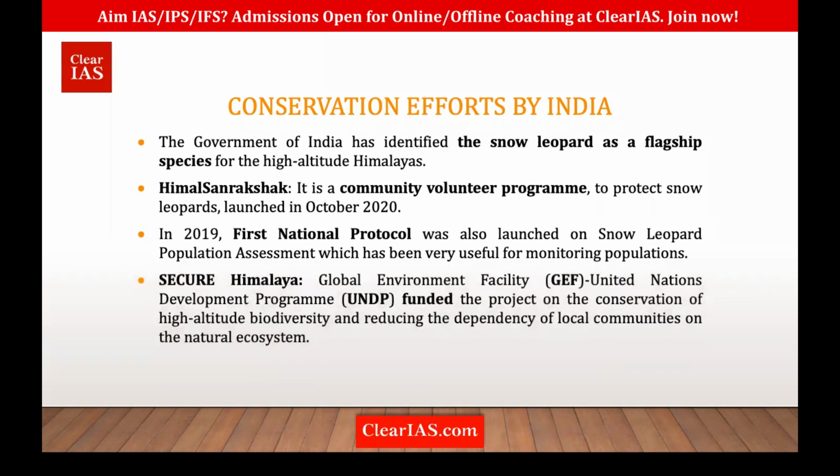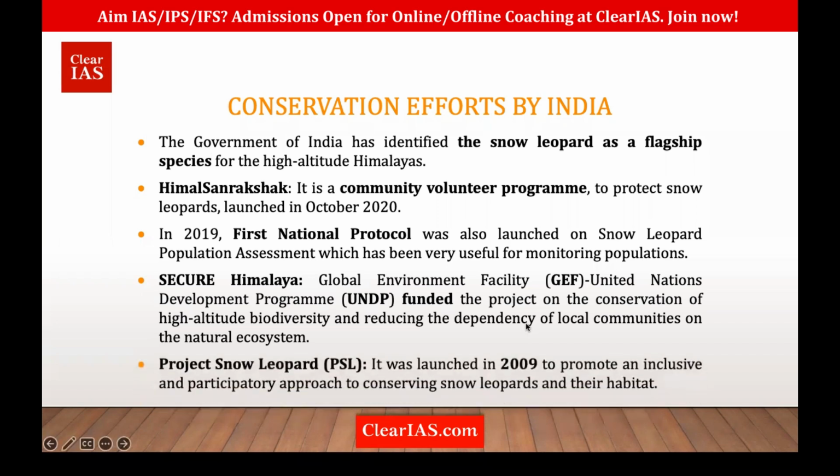Apart from that, there is an initiative called Secure Himalaya. It is a Global Environment Facility UNDP funded project. It does not directly conserve the snow leopard, but it tries to conserve the Himalayas. It tries to conserve the high altitude biodiversity of the Himalayas by reducing the dependency of the local communities there. So they're trying to conserve the Himalayas, which in turn conserves the snow leopards. So that is Secure Himalaya. Remember, it is a Global Environment Facility UNDP funded project.